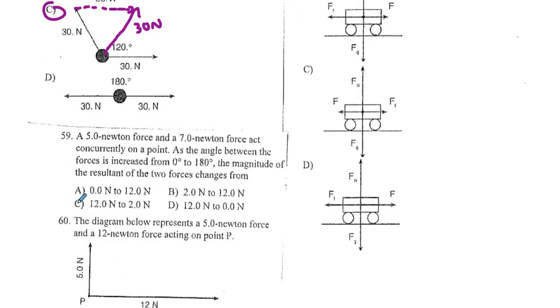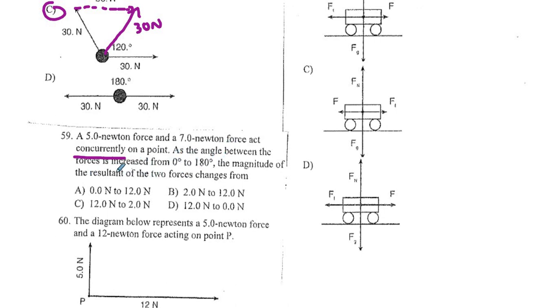All right, 59, it says a 5 Newton force and a 7 Newton force act concurrently on a point. All this means is a fancy way of saying that they act on the same point, at the same spot, like these two vectors. These are two vectors acting concurrently because they're acting on this point. So if I wanted to figure out, as the angle goes from 0 to 180, the magnitude of the resultant.